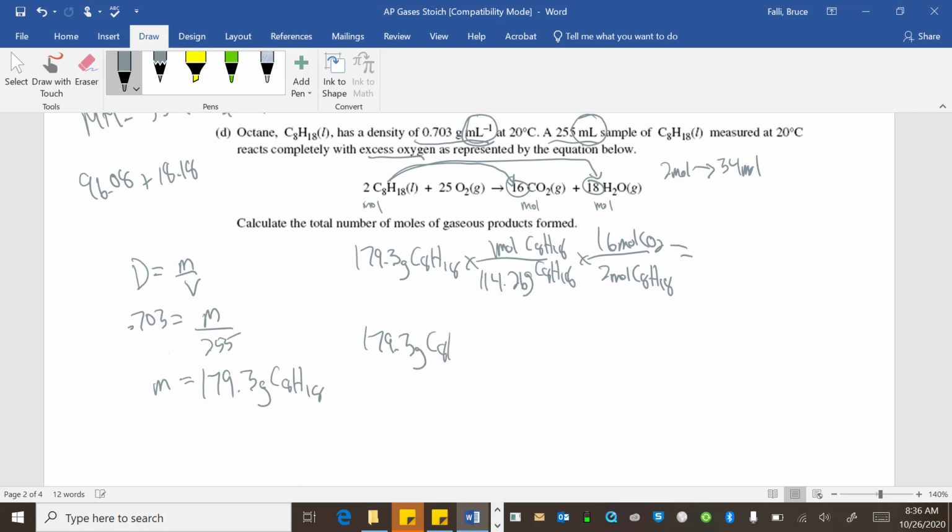179.3 grams of C8H18 times 1 mole C8H18 over 114.26 grams C8H18, times, in this case, I have 18 waters and 2 moles of octane. And I get a number. So 179.3 divided by 114.26. I'm actually going to do the times 34 when I'm doing this now. I would get 2 numbers here and add them up. No, I'll do it the way I said I would.